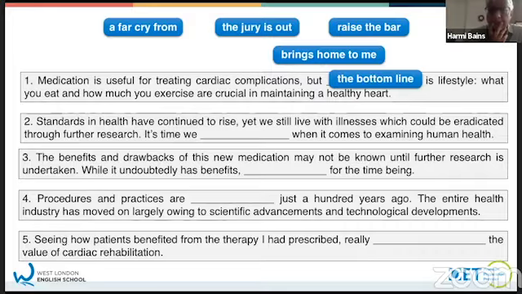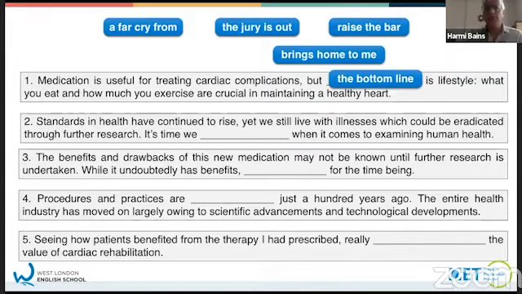Number one was the bottom line. Medication is important for treating cardiac complications, but the bottom line is that lifestyle is more important. This is really what it's saying in this sentence. So the bottom line is kind of like a way of saying that this is the most important thing. There are all these things, but the most important thing is this. And you can see in this sentence, the writer is really trying to emphasize how important lifestyle is for your heart. So that's an interesting idiom. We had the bottom line.